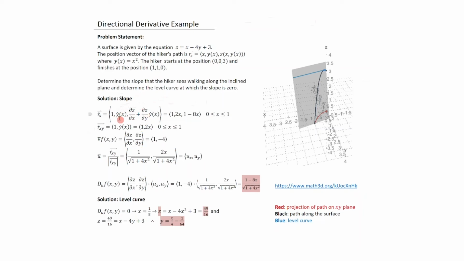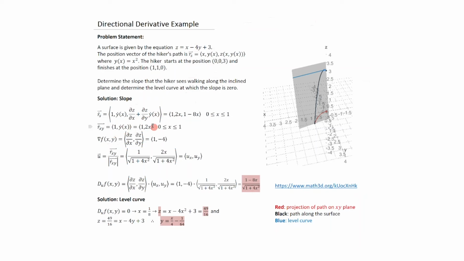So for instance, this is dy/dx. dy/dx would just be 2x. This is dz/dx. It means taking the derivative of this would just become 1, plus dz/dy, which would be minus 4, times dy/dx here. And so if you work through that, you'll end up with this being the position vector. And as we stated before, x goes from 0 to 1. The projection on the xy plane basically would be negating the z component. So the z component is just taken away. It's just what we see on the xy plane. So we end up with this.